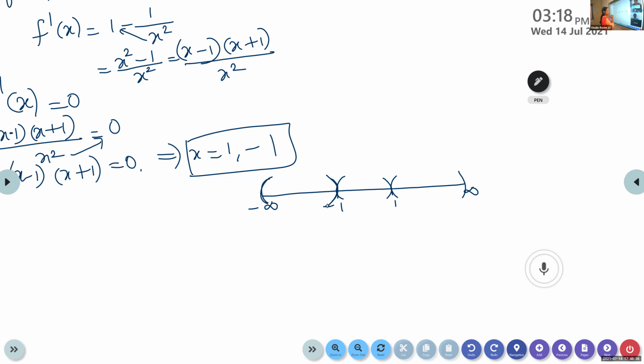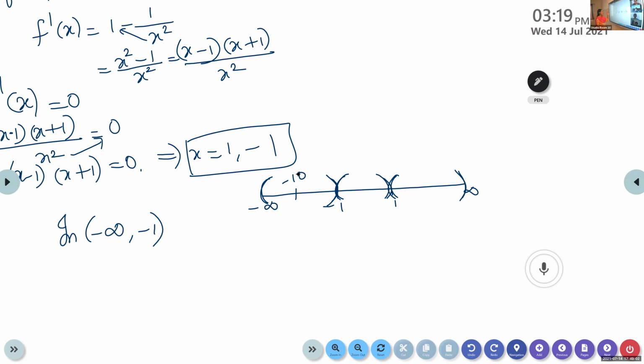First interval is minus infinity to minus 1. Second one is from minus 1 to 1. And the next one is from 1 to infinity. So you select the first interval, minus infinity to minus 1. Listen. Can you give a number between minus infinity and minus 1? Michael? Give a number in this interval. Minus 10. Okay, I'm selecting minus 10.